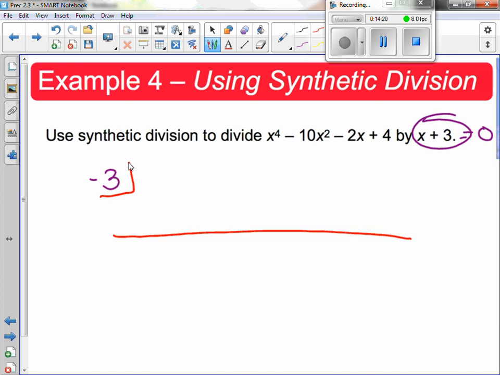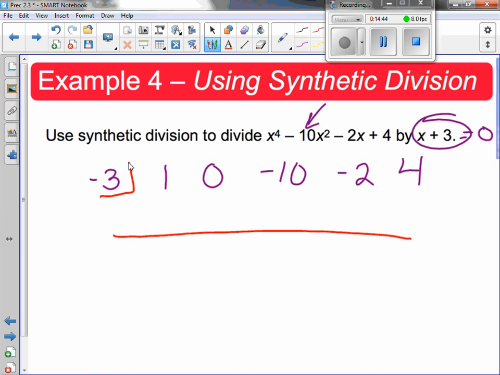So the zeros of the function, the numbers that would make the function equal to 0, or we'd hope would be 0, we plug in here. Now across the top is going to be the coefficients. 1, 0, negative 10, negative 2, 4. We don't have an x cubed, so we have to be careful. Okay?